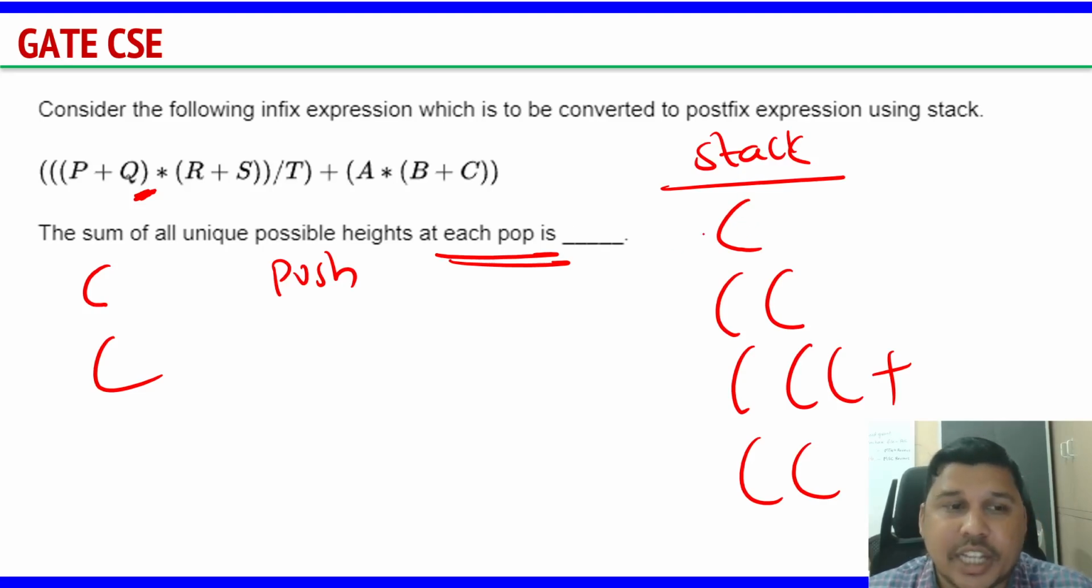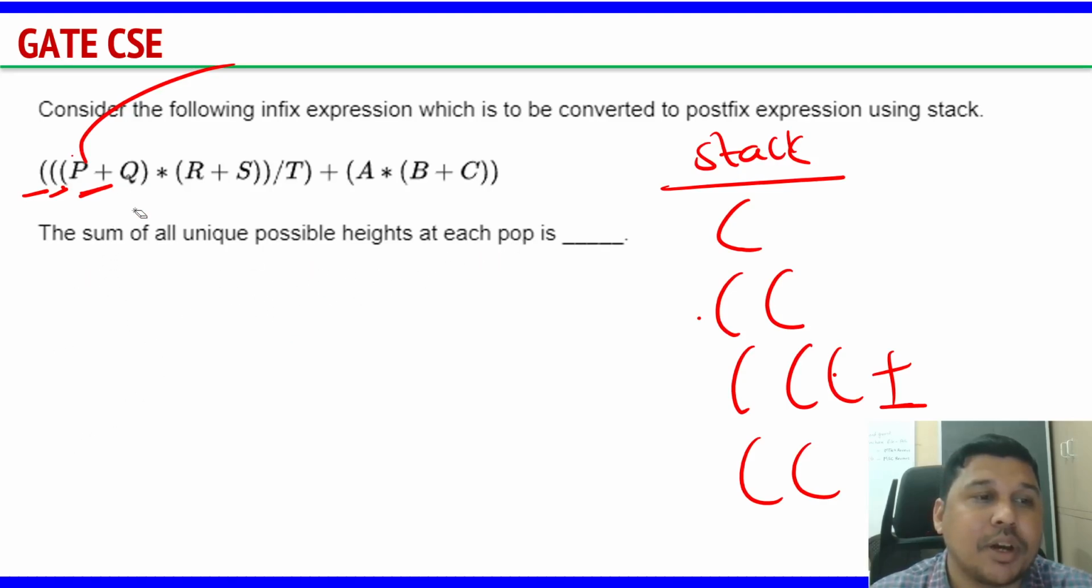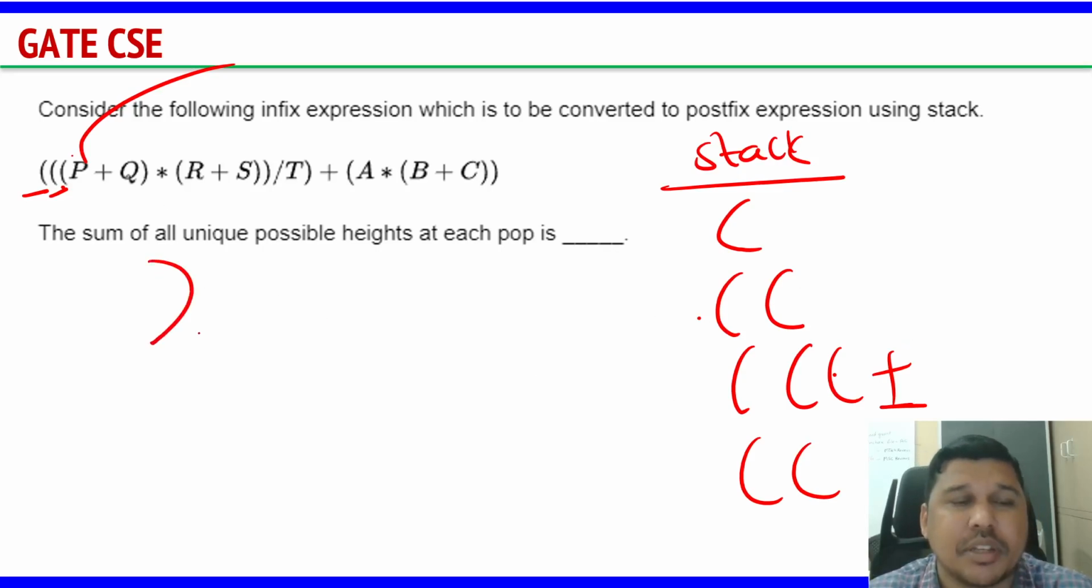When you are pushing those elements onto the stack, initially it is one open bracket, so we push that onto the stack. Then another open bracket, again we push it onto the stack. Then the third one we push onto the stack. P will go into the output expression. Then came plus, we add it to the stack. Then came Q, we send it directly to the output expression. Then after this came the round close bracket. Whenever a close bracket comes, we have to pop the elements until we encounter an open bracket. So one pop happened here.